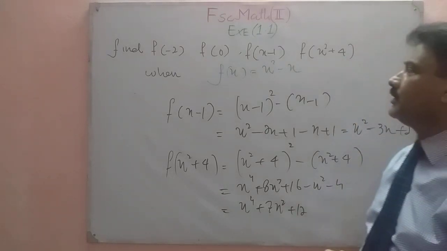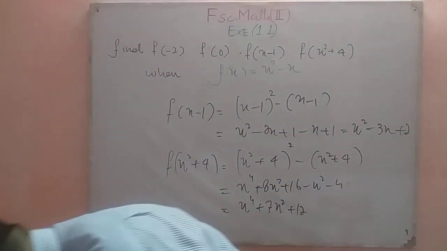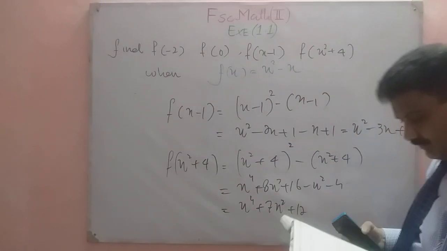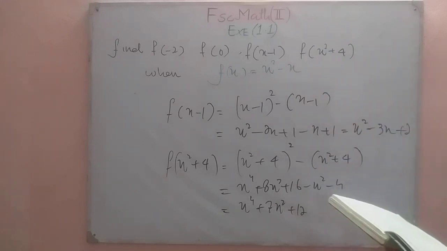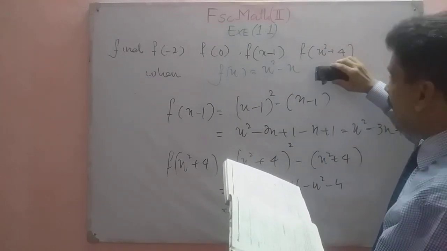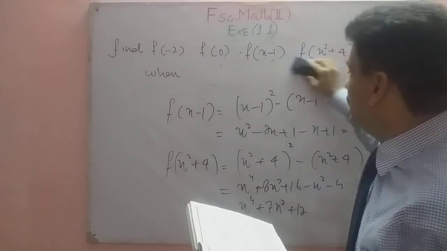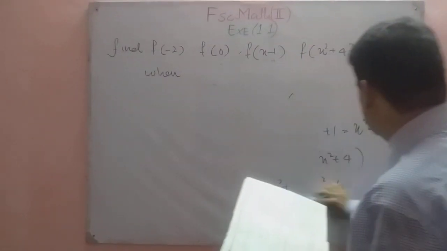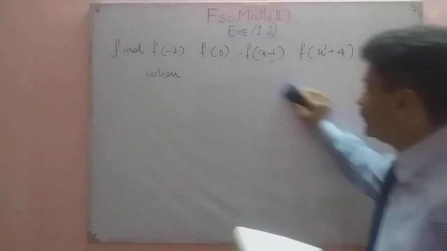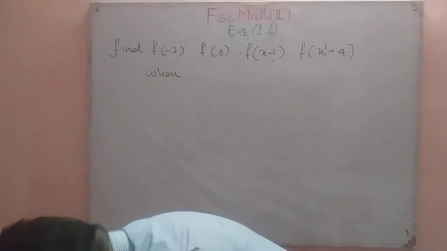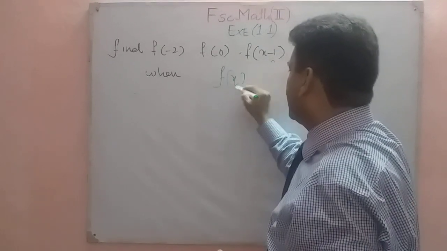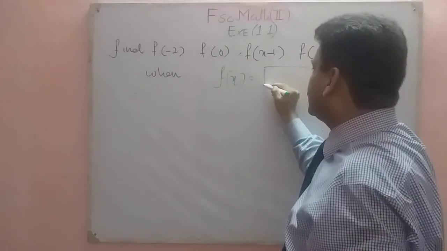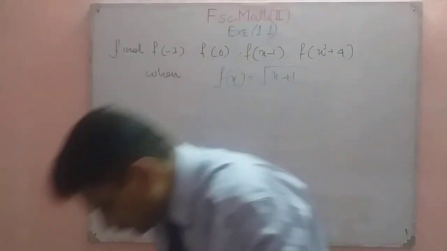In the other part, we have to find. This was the first part, and now the function is changed. The new function becomes f of x is equal to under root x plus 4.